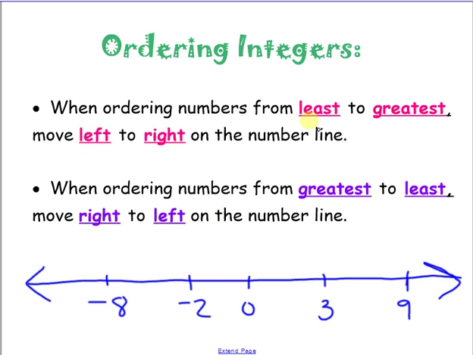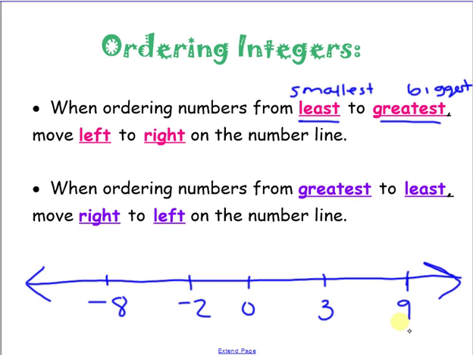So when ordering numbers from least to greatest, so least means smallest, and greatest means biggest. So when I'm going from smallest to biggest, we move from left to right on the number line. So we're going to move from over here all the way to over here. Okay? So if I said order these numbers from least to greatest, it would be -8, -2, 0, 3, 9.